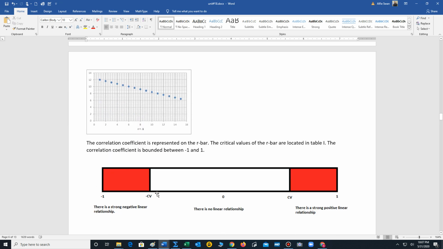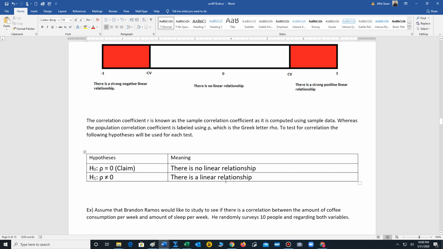A graph that encapsulates the values of r would be the r bar. The minimum value is -1, the maximum is 1, the center is 0. We have two critical values. If r falls in this region, we say there's a strong negative linear relationship. If it falls in this region, we say there is no linear relationship. If it falls in this region, we say there's a strong positive linear relationship.